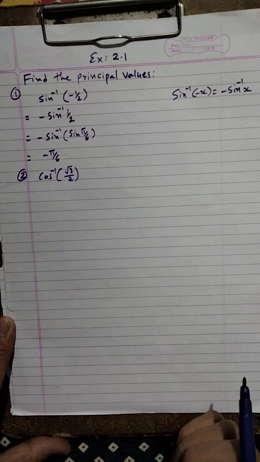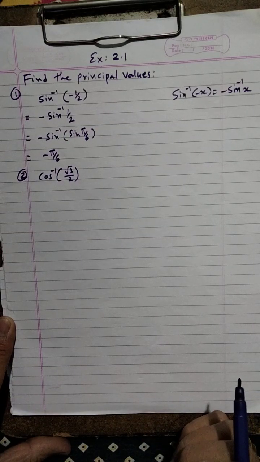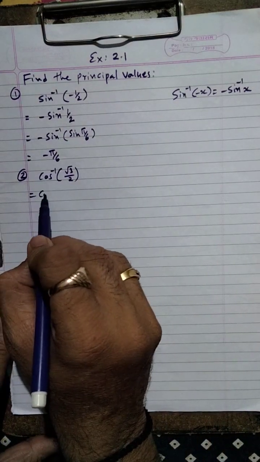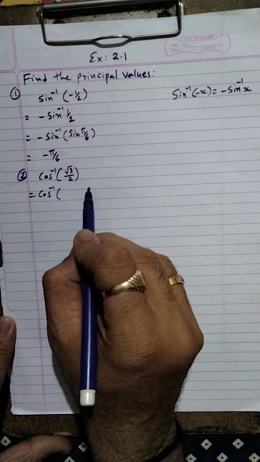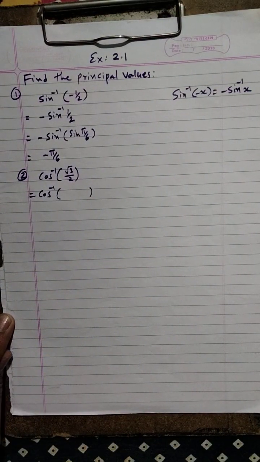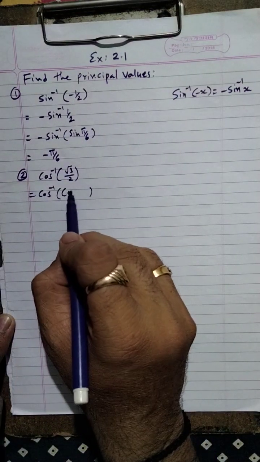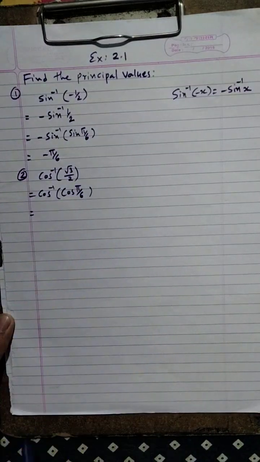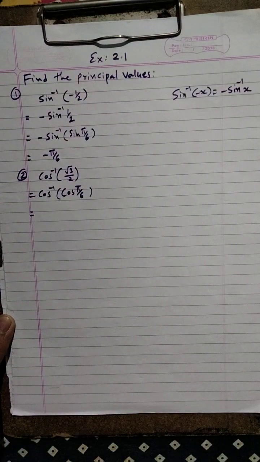Number 2, cos inverse root 3 upon 2 is equal to cos inverse. Now we know very well, instead of root 3 upon 2, it is cos pi by 6. So that is cos pi by 6. We are getting pi by 6.